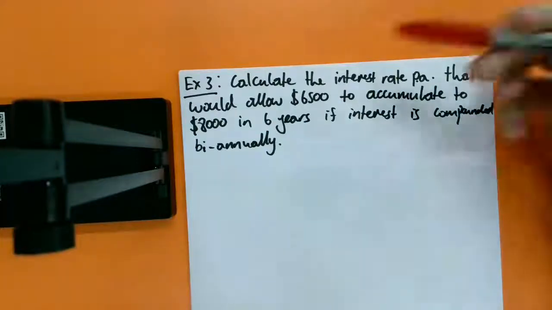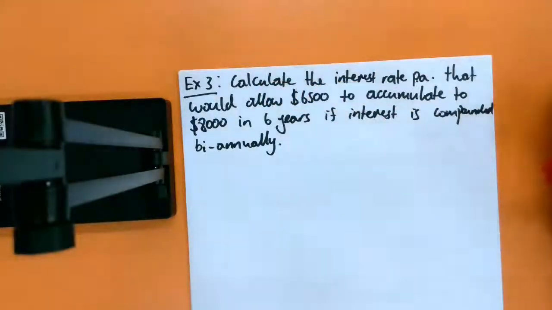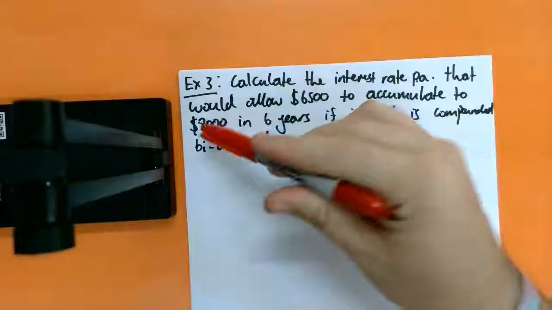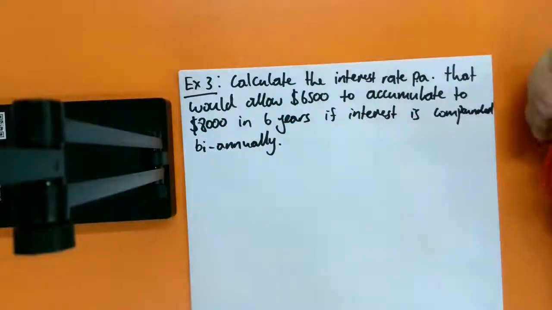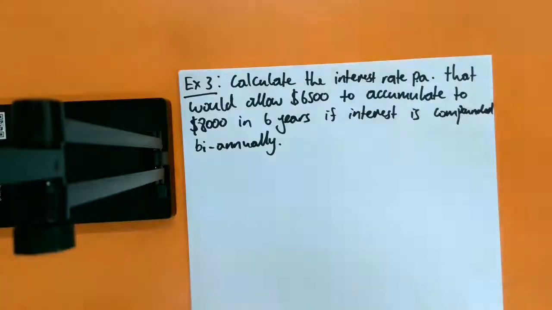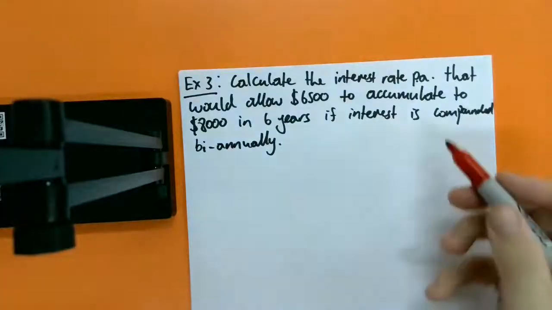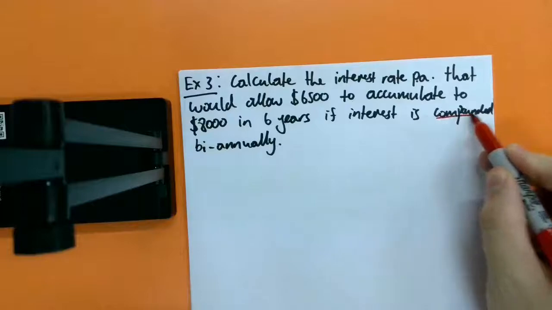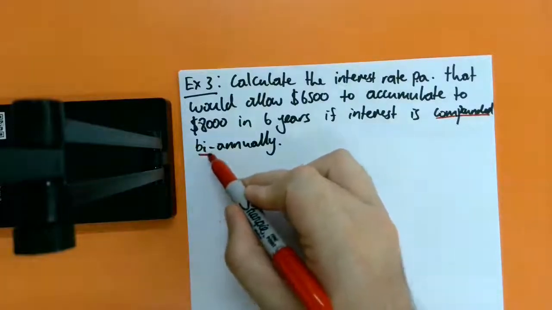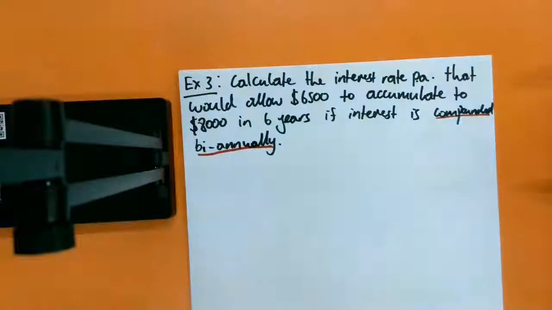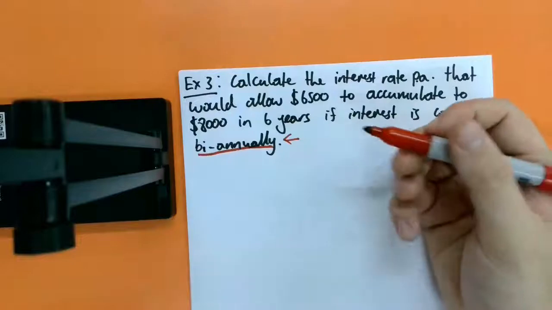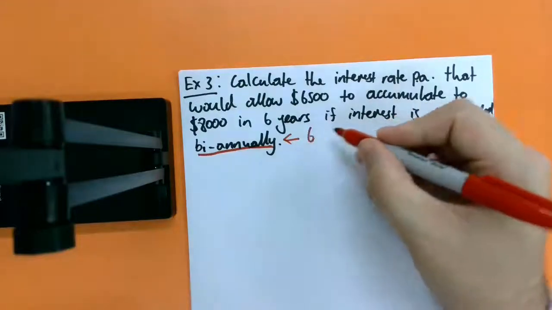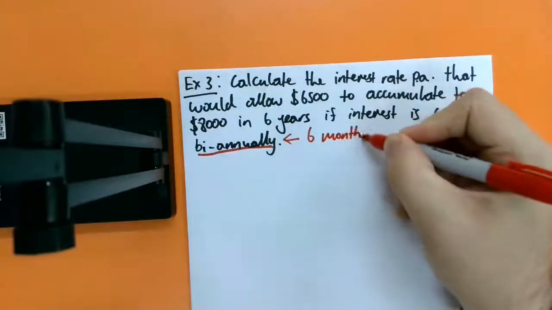Calculate the interest rate per annum that would allow $6,500 to accumulate to $8,000 in 6 years if interest is compounded biannually. Okay. Now, what I want you to highlight immediately using a different coloured pen is that now instead of saying compounded annually, it's compounded biannually. Okay? So remember, biannually means that twice per year it is compounded. Okay? So this is every 6 months. Okay? Not for the full year.